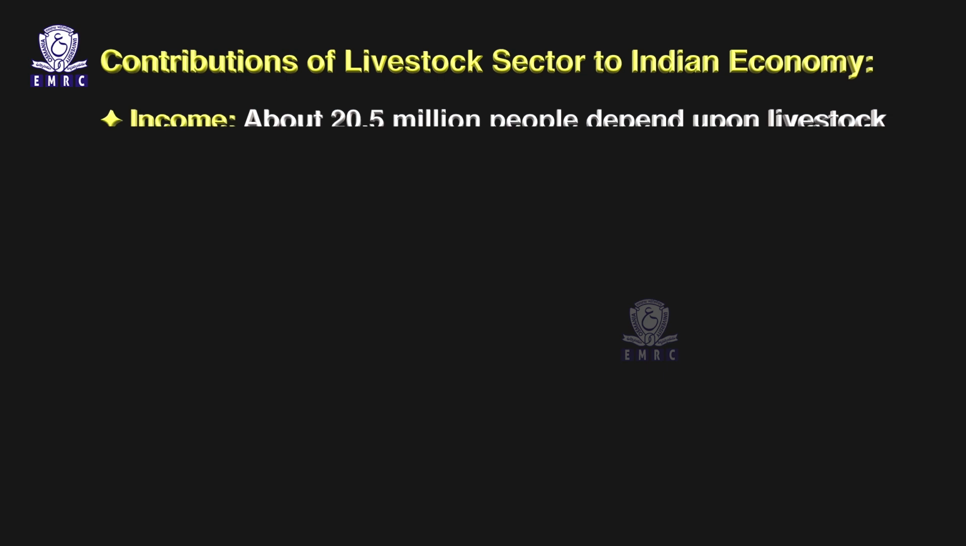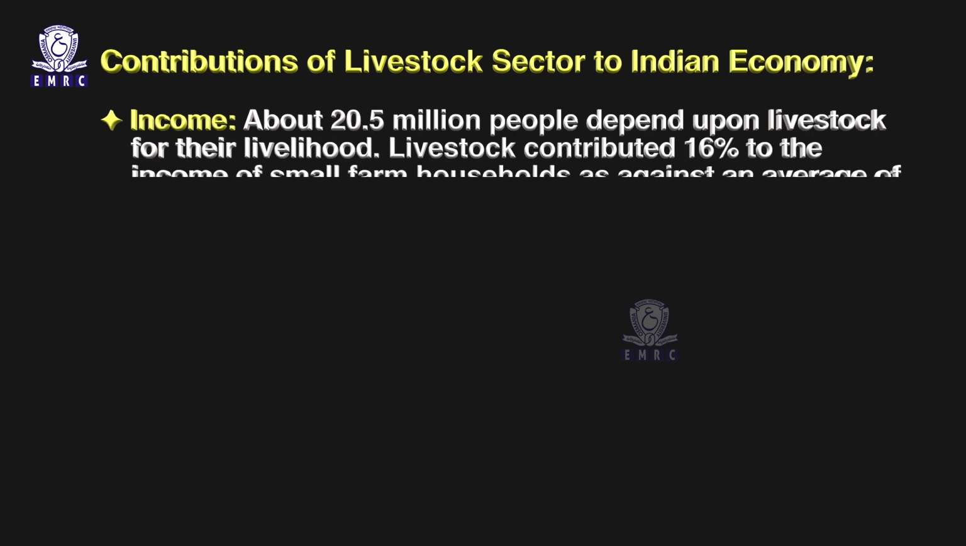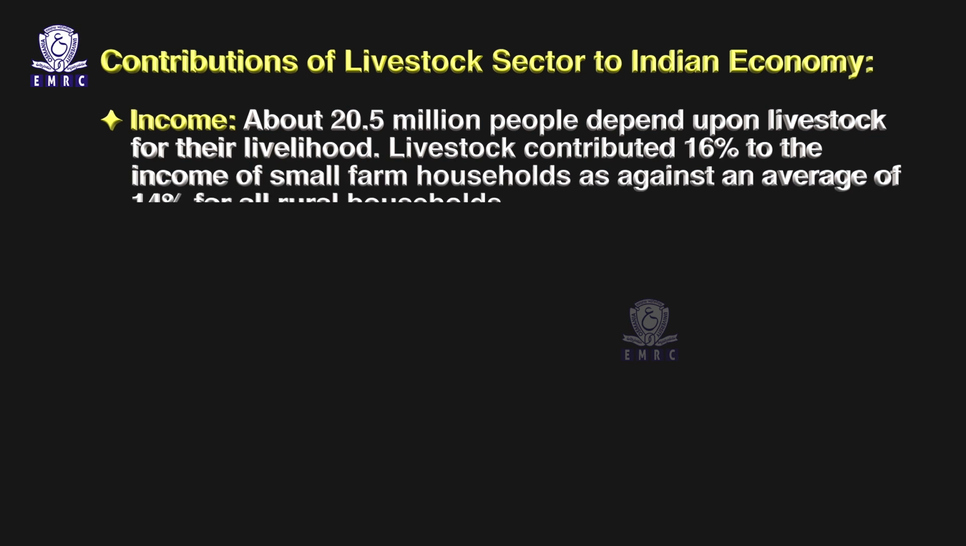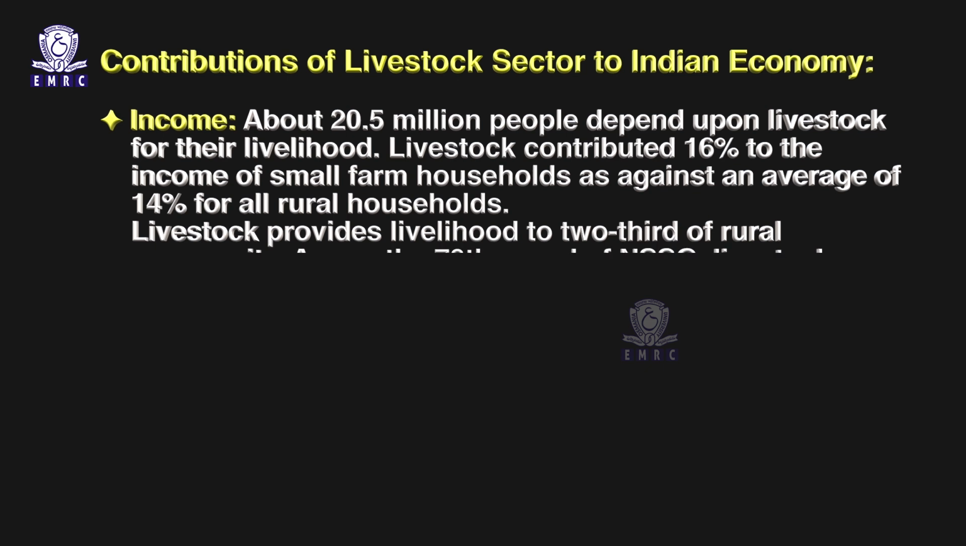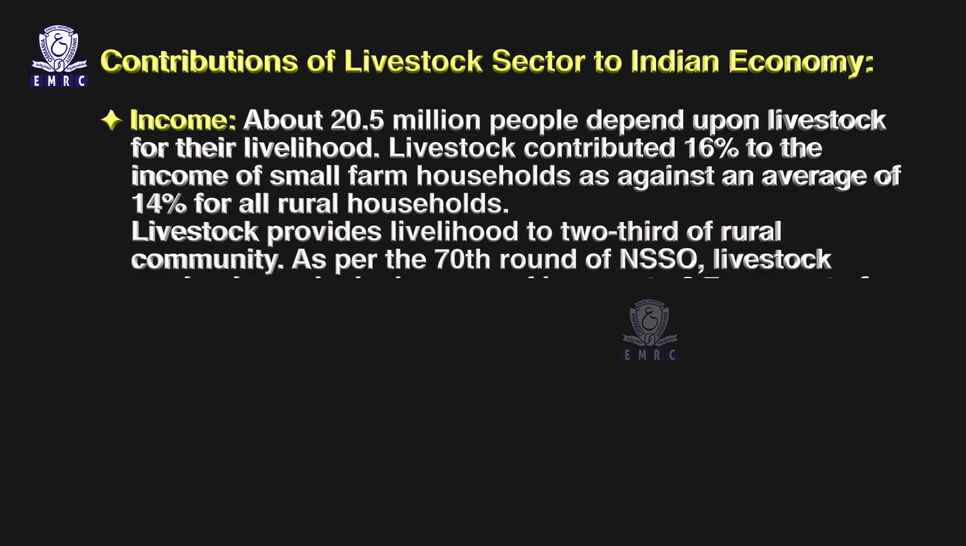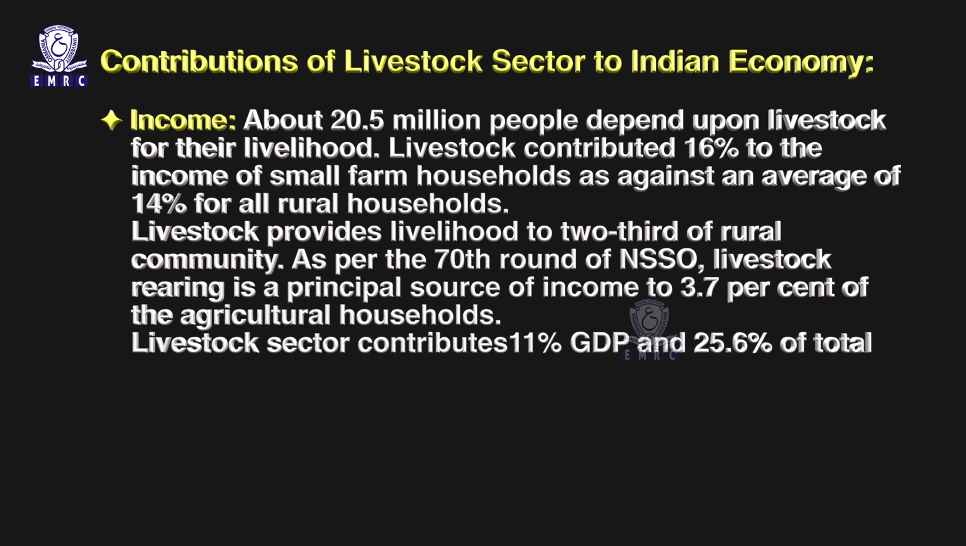Income. About 20.5 million people depend upon livestock for their livelihood. Livestock contributed 16% to the income of the small farm households as against an average of 14% for all rural households. Livestock provides livelihood to 2/3 of the rural community.